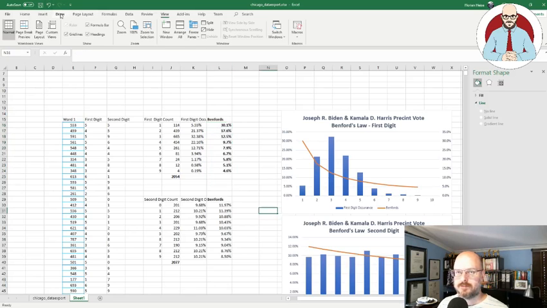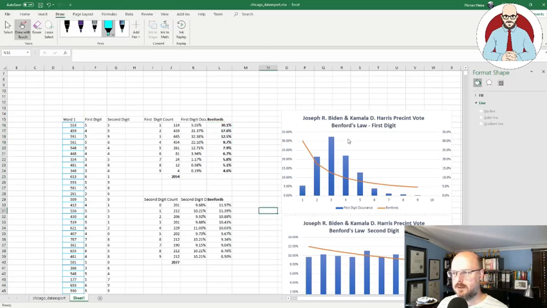And we can see, look at that. Look at that significant amount there. So number 3 should only be coming up at 12.5% of the time, but it's actually coming up 32.8% of the time in this data.